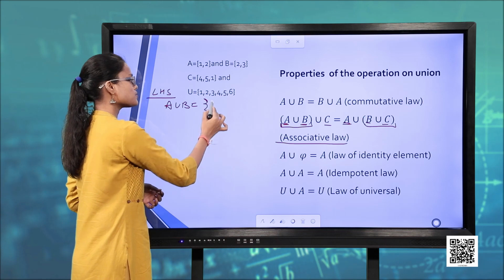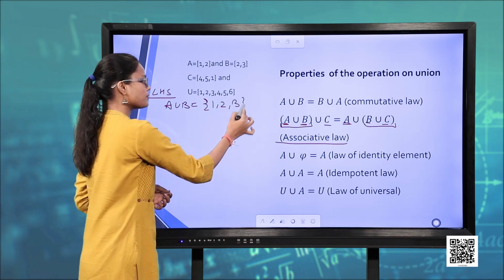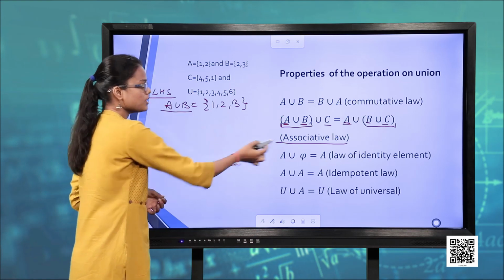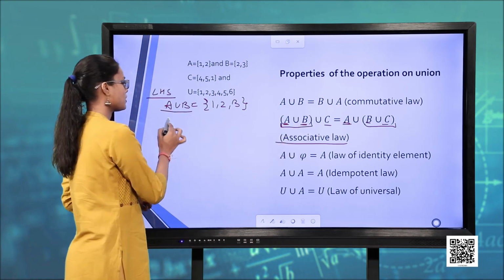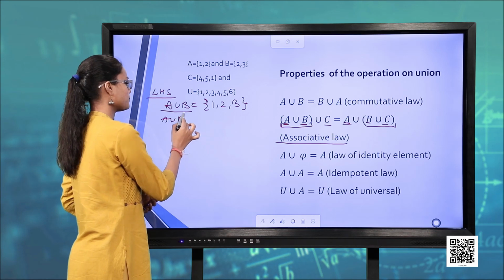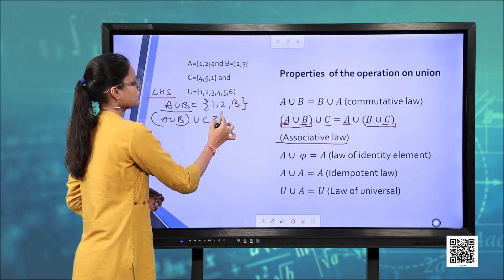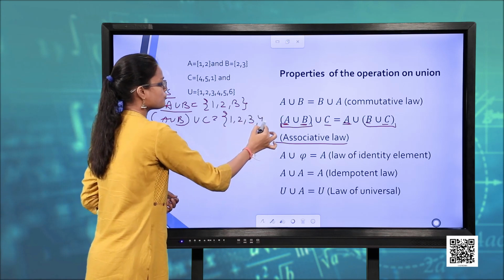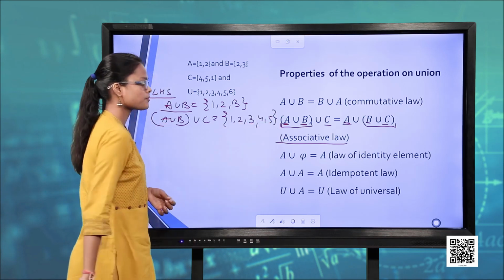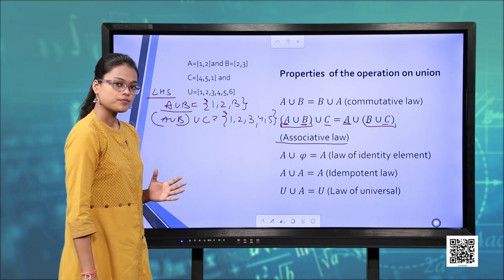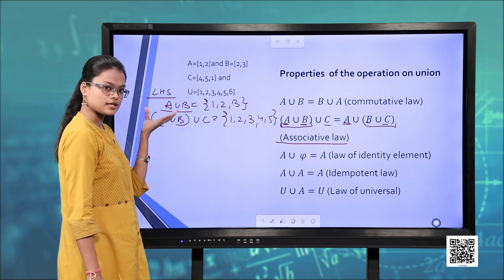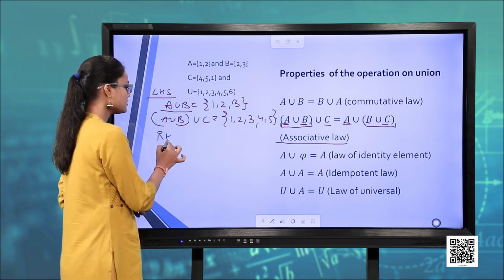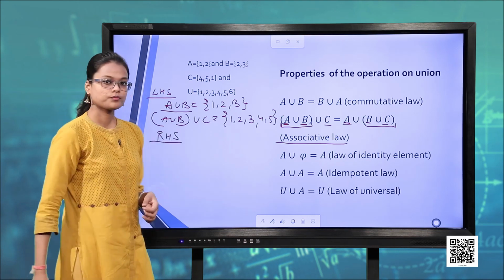A union B was 1, 2 and 3. Now taking the union of A union B with C, it is 1, 2, 3, 4 and 5. Okay, so we have found the LHS part. Now we are going to find the RHS part.